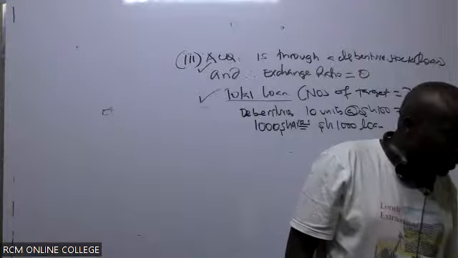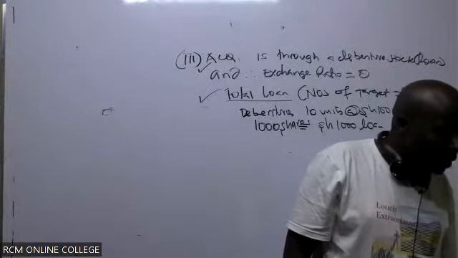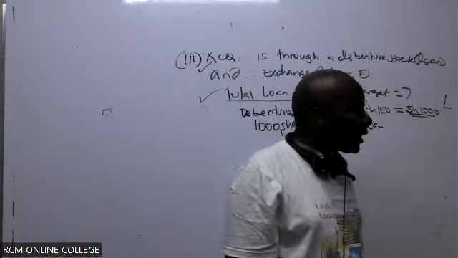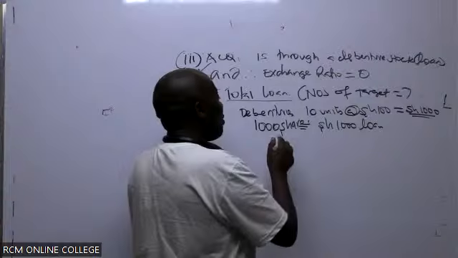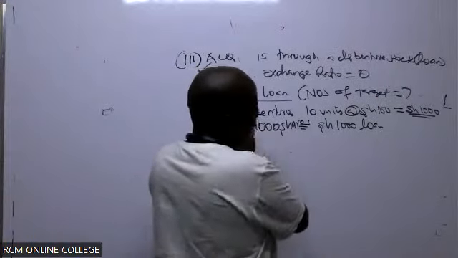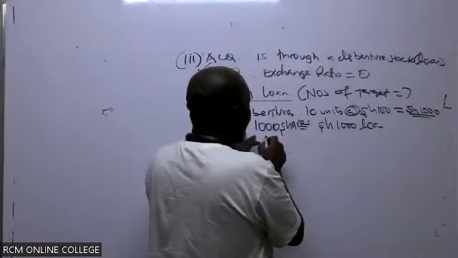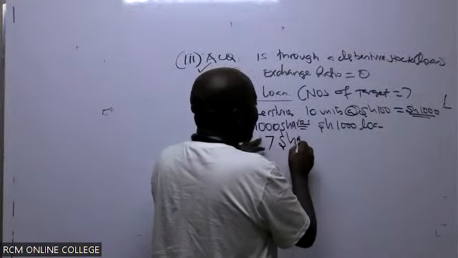I don't know why they were getting 70. Remember, it's 10 units, and each has a par value of 100. So remember here, for 1,000 shares, we give them a loan of shillings 1,000. How about in this case here, 7? They have 7 shares.